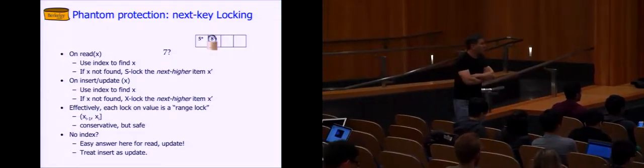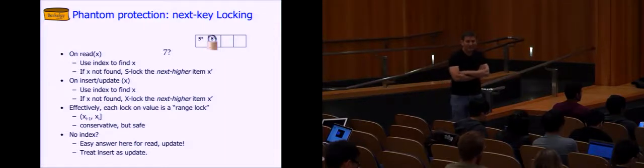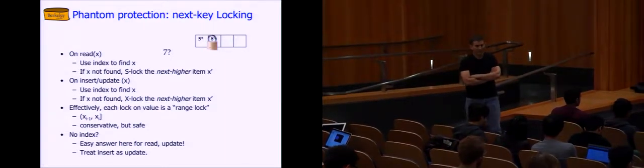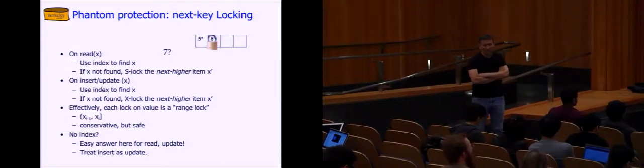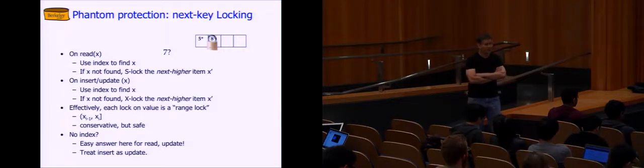Suppose that you don't have very many high values yet, and so you want to lock... suppose you have 1 through 4, and you want to lock 5. When you lock greater than 4, you've locked 4 through infinity, and no one can insert 5, 6, 7, 8, 9, 10, 11, 12, or anything else.